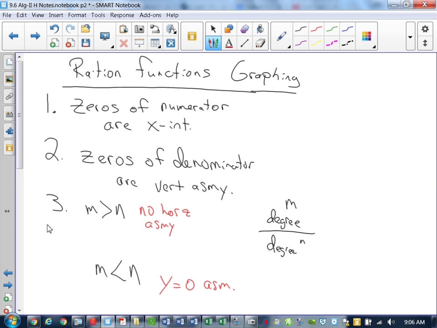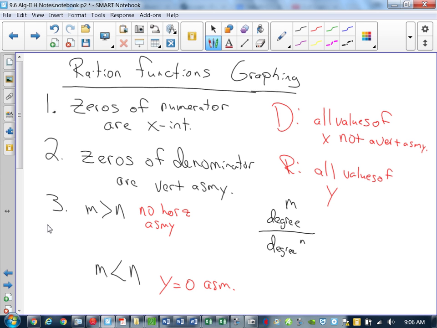So then my domain, all values of x that aren't vertical asymptotes. The range is all values of y that aren't horizontal asymptotes.